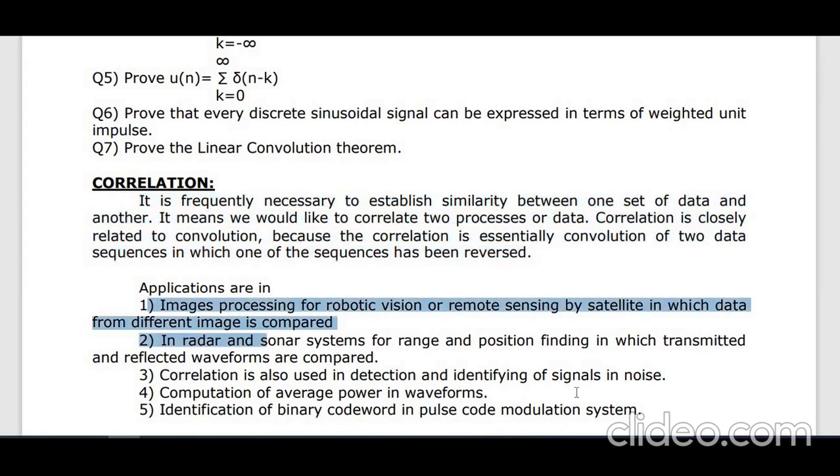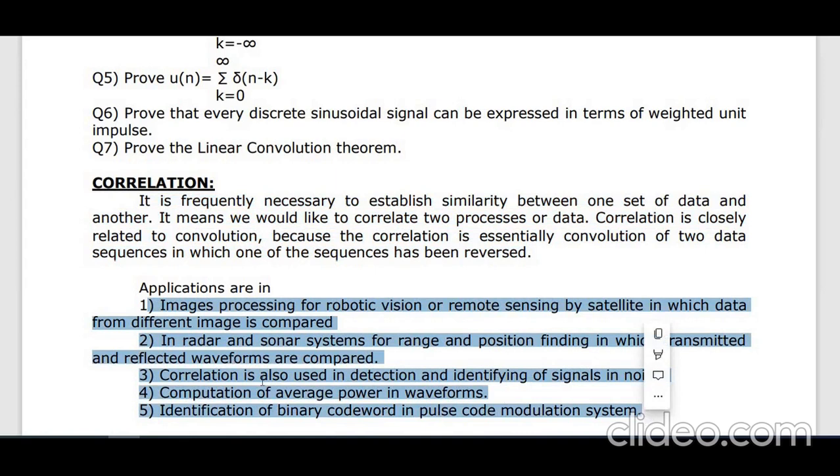If you know the application, it will be easy for you to understand the correlation concept. It is used in image processing for robotic vision. Whenever we want to find the kind of vision of robots, we will find it by using this particular concept. And in satellite communications, where we go for sensors, data from one different image is compared. When you try to compare the images, because the satellite tries to find the obstacles and everything, based upon that we write that equation.